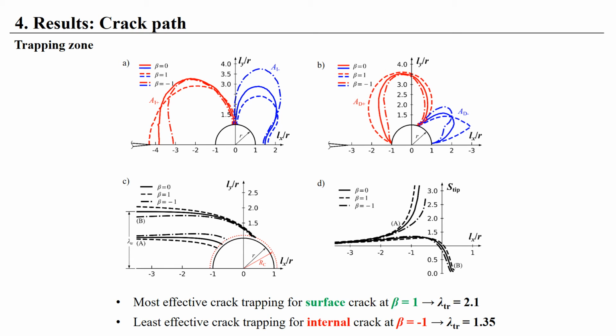with lambda equals 2.1. The weakest attraction appears for an internal crack subjected to biaxial tensile compression loading, where beta equals -1 with lambda equals 1.35.